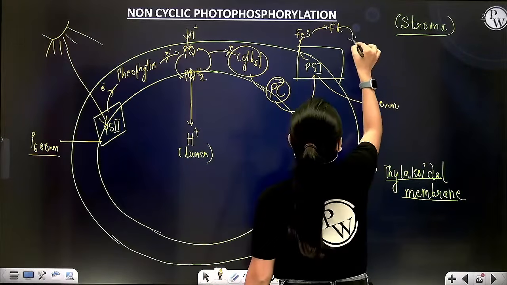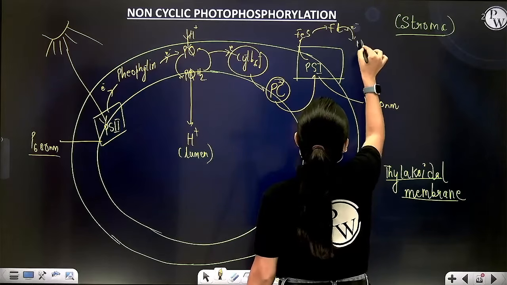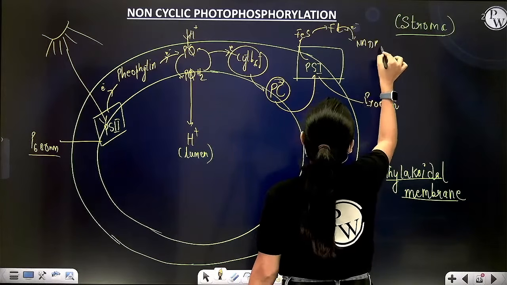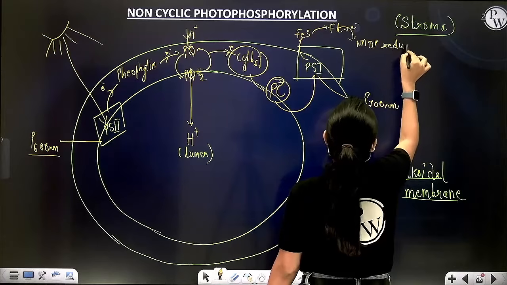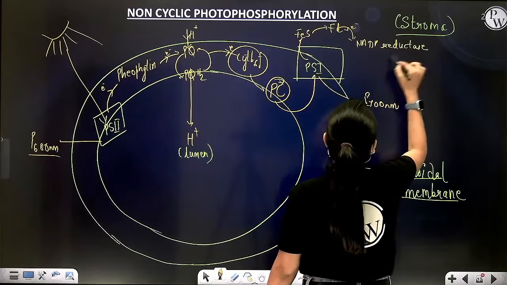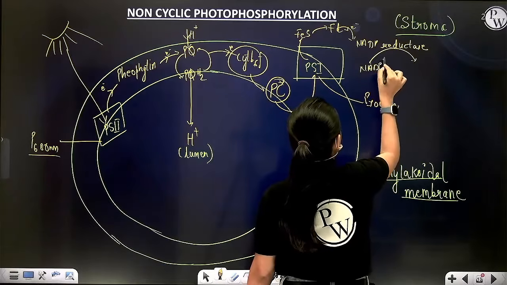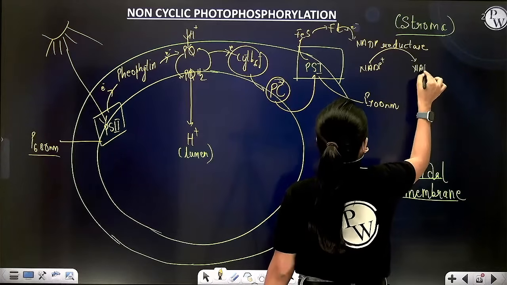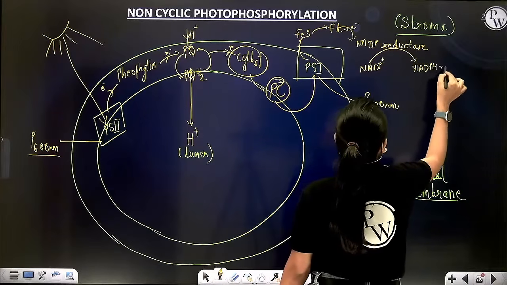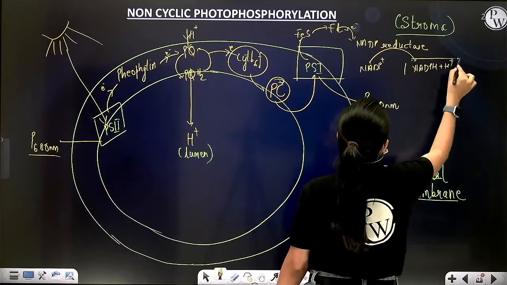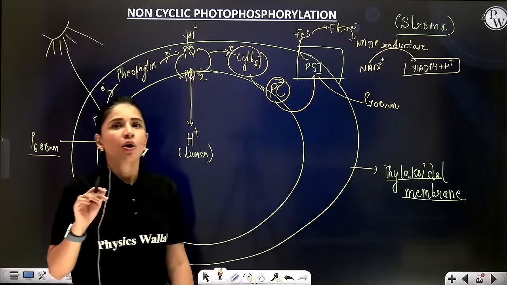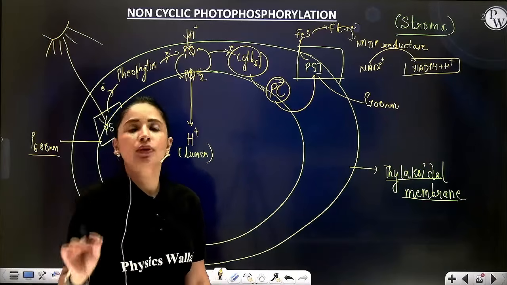So this is going to pass the electron to the enzyme NADP reductase, which is going to reduce NADP+ into NADPH2. And now you have received one of your end products.